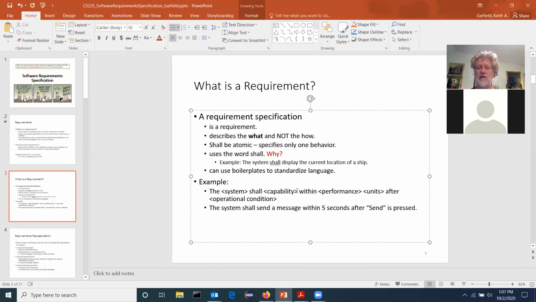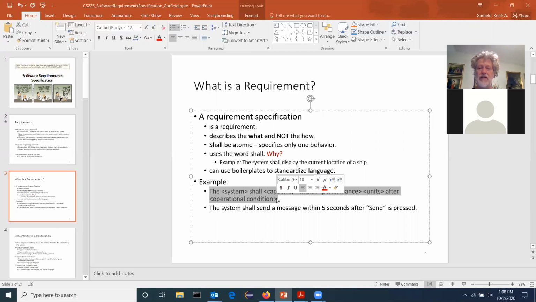The calculate area method shall correctly calculate the area within, maybe we don't need that, after a radius for the circle has been set. The calculate method shall return the value of the area within 1/2 of a second after the radius has been set, or the request to calculate the area has been made. Things like that. So use that as your template. Use that as your boilerplate.